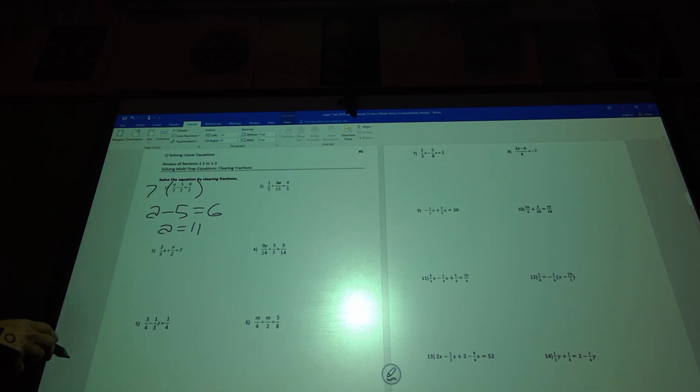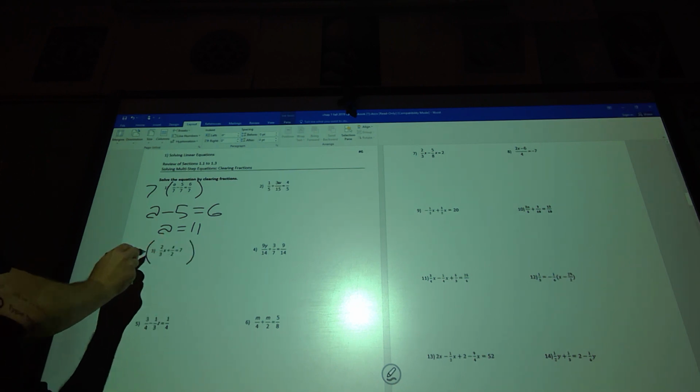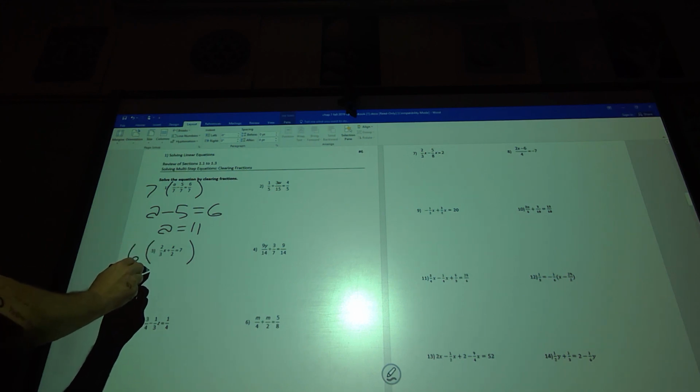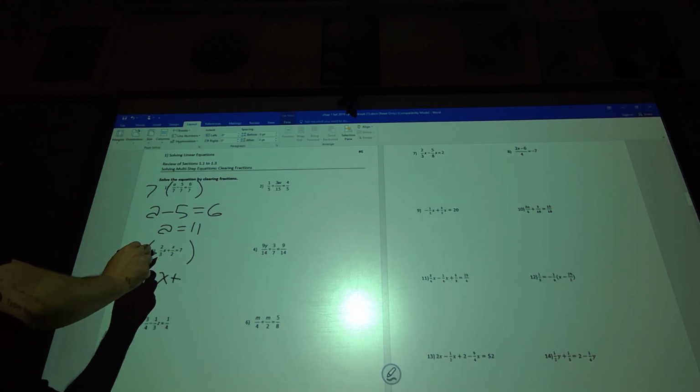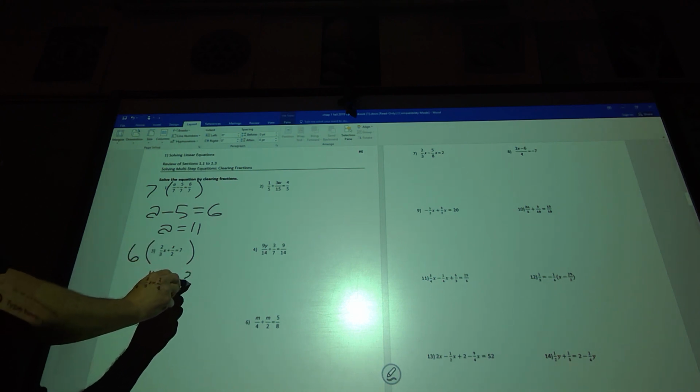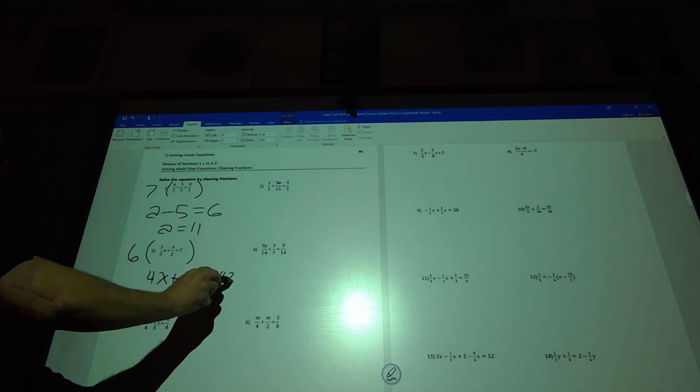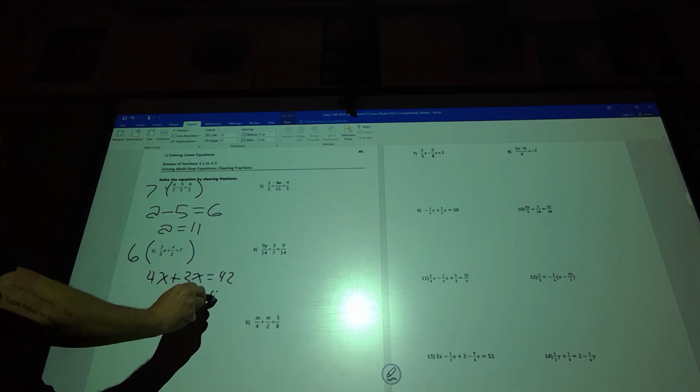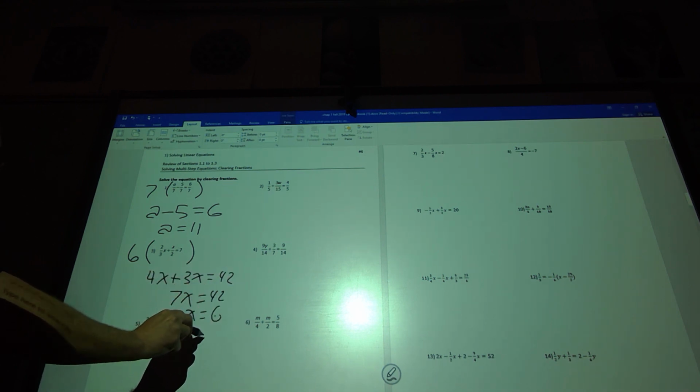Problem number 3, let's go ahead and clear the denominator. So I'll multiply everything by 6. So that's going to cancel 2/3 times 6. That's 12 over 3, which is 4x, plus 6x over 2, which is 3x, equals 42. So I get 7x equals 42. So x is equal to 6.